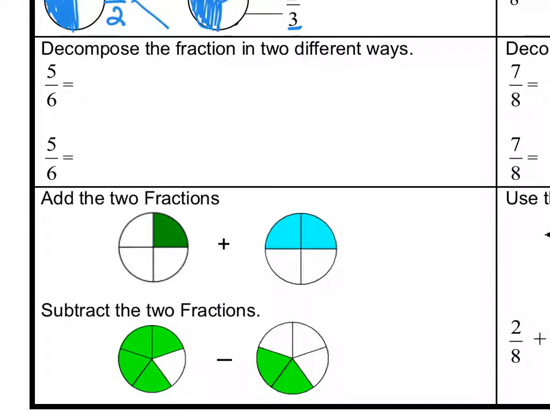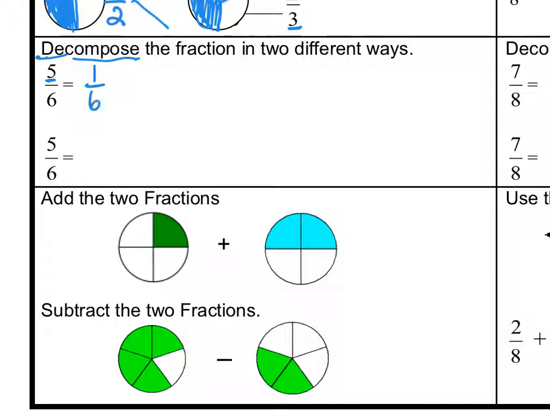Now we get to decompose. That means take apart. When you compose something, you put it together, like composing music or composing a writing piece. But when you decompose, you take it apart. And we've got to decompose the fraction in 2 different ways. The first way we learned how to do it was just to break the 5 apart into ones.